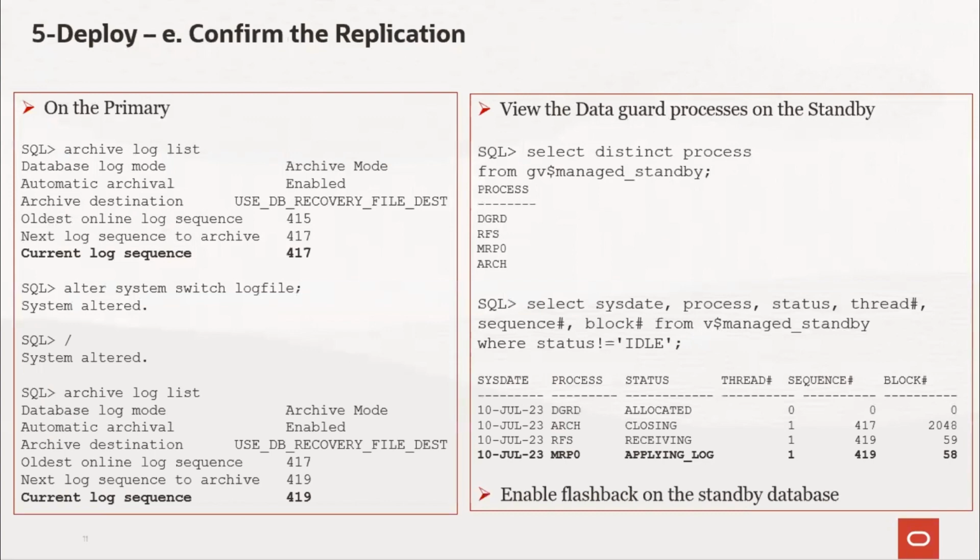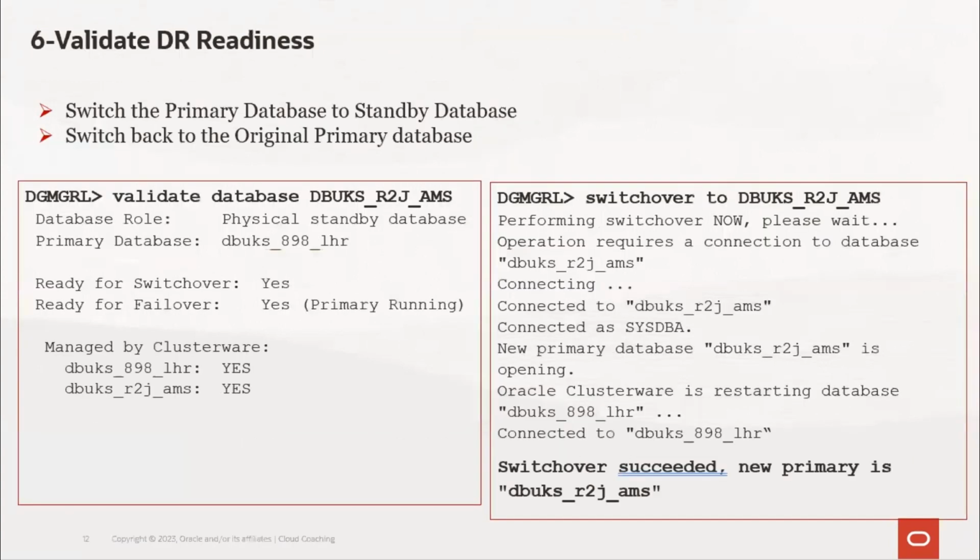On the primary database, then do some log switches and check that the MRP process is applying the redo, as shown over here. So in this slide, the current log sequence is 419. Here you can see the RFS and MRP processes have started, and that the redo from the current log sequence, 419, is being applied to the standby database.